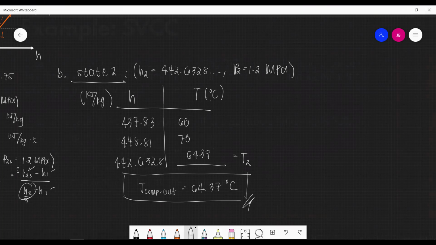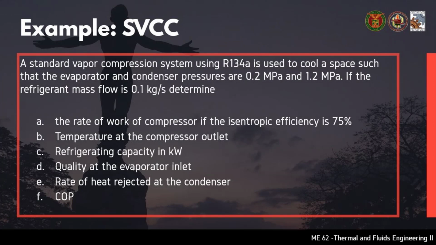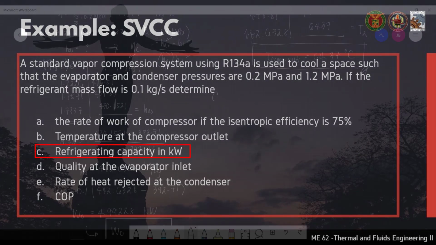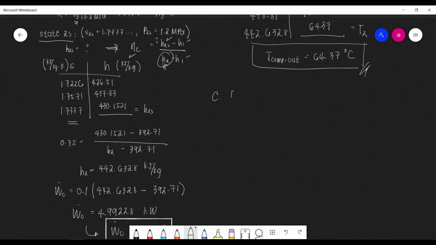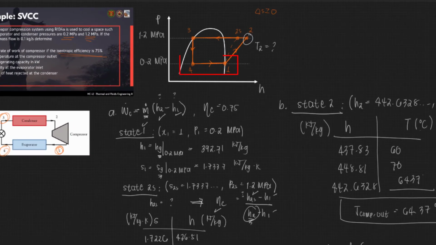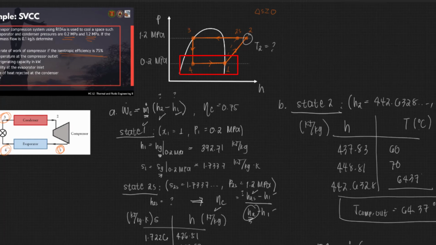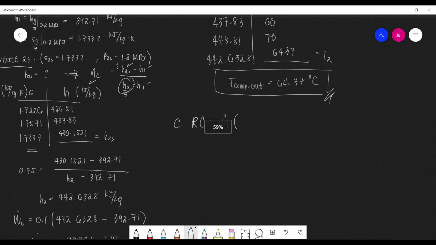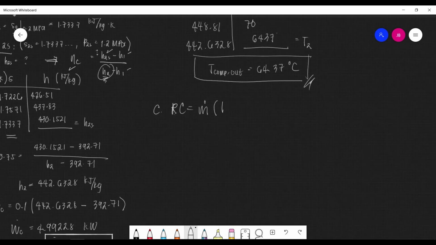Okay? So we're done with 2 problems so far. The third problem would be the refrigerating capacity in kilowatts. We know that the refrigerating capacity is equal to the mass flow rate times the change in enthalpy in the evaporator. And that is basically H1 minus H4. So sulat lang natin H1 minus H4. We know the mass flow rate, we know H1, and it's only a matter of solving for H4.